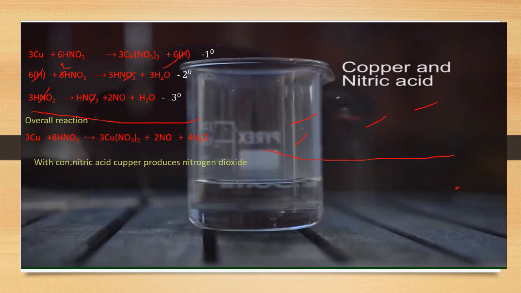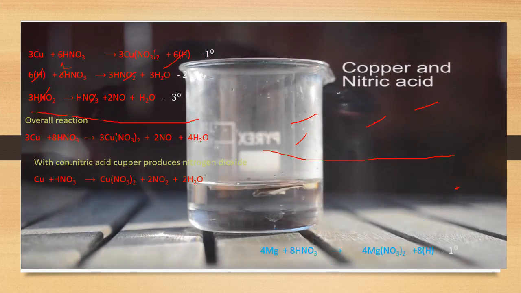This is with dilute nitric acid; it gives nitrogen monoxide. But with concentrated nitric acid, copper produces nitrogen dioxide. The formula for nitrogen dioxide is NO2.